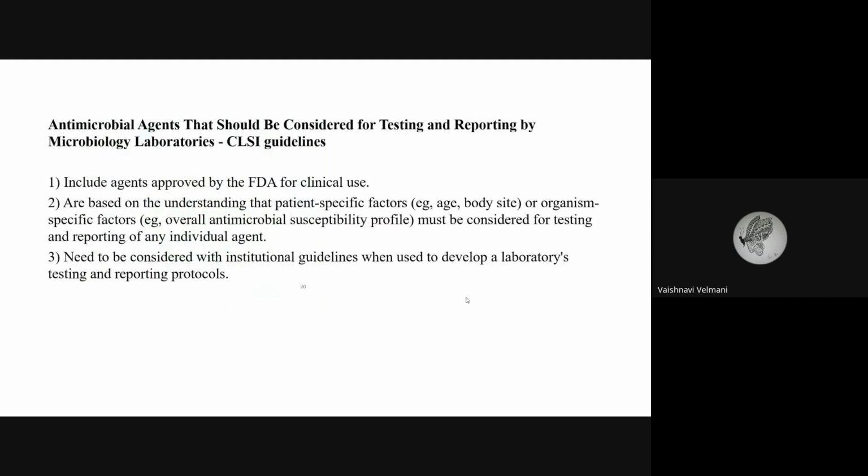Then the antimicrobial agents that should be considered for testing: by the CLSI guidelines, the drugs which are approved by the FDA for clinical use, and drugs which are considered under the institutional guidelines, which are in the hospital formulary, and based on patient factors and organism-specific characters. If we suspect Gram-positive organisms in the microscopic Gram staining, we need to consider antibiotics like vancomycin and linezolid instead of beta-lactam antibiotics, and vice versa for Gram-negative.